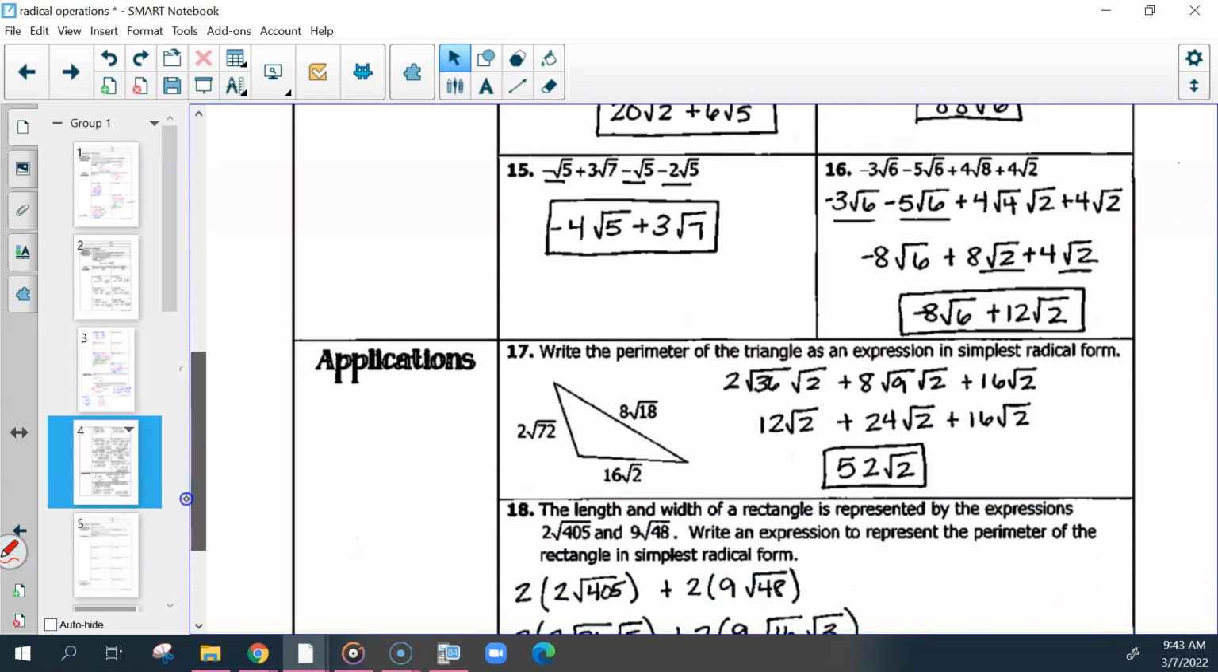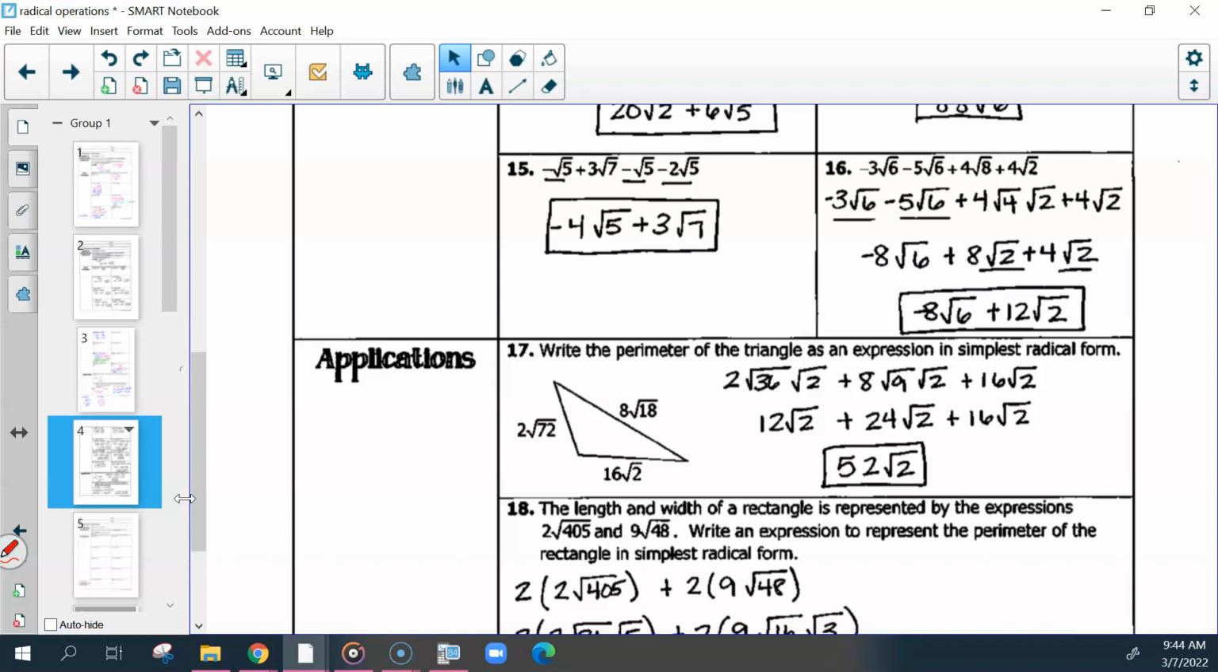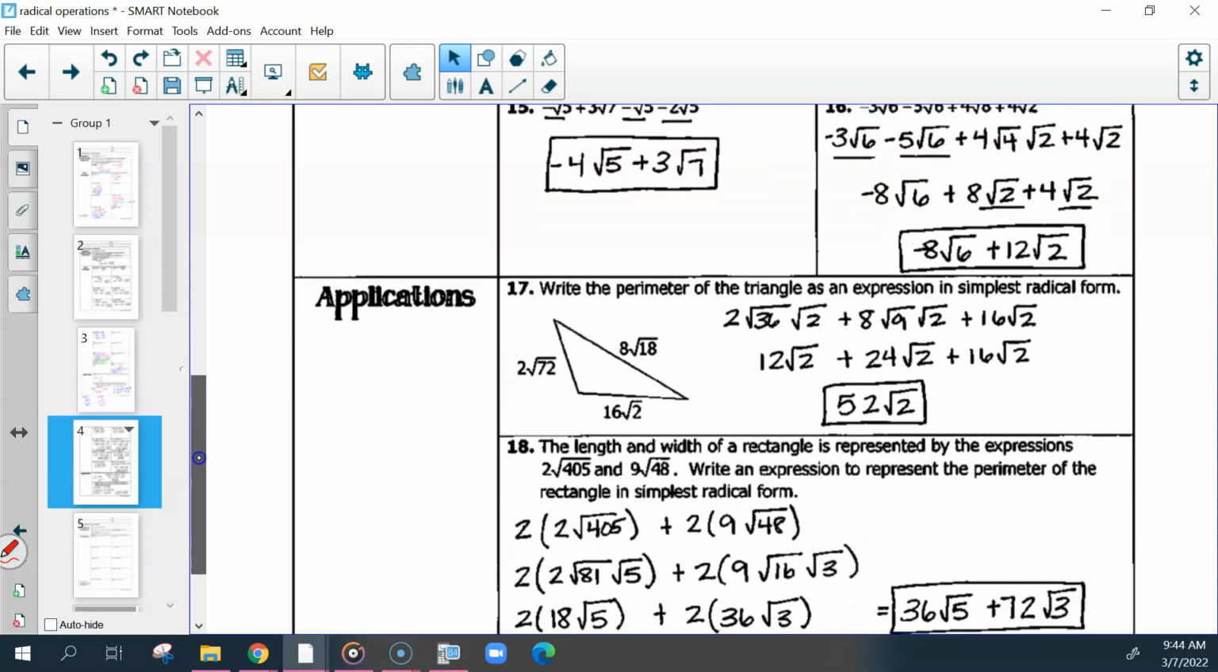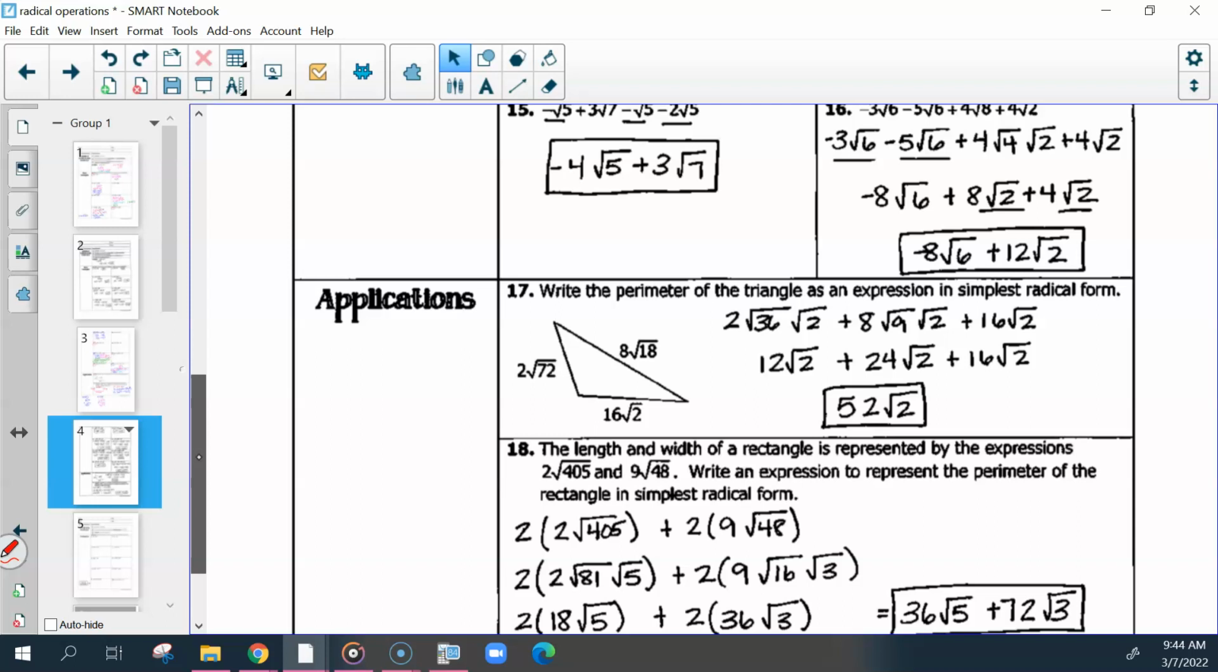Number 15 was negative 4 times the square root of 5 plus 3 times the square root of 7. And 17's final answer was 52 times the square root of 2. What questions do we have on either of those? If you did not get to either of those, go back, make sure that you practice those. If you have questions on any of those, or maybe you think of one later, make sure you get that question asked.